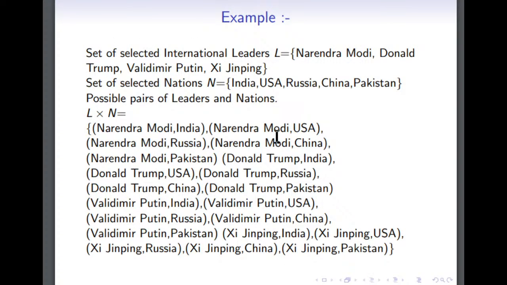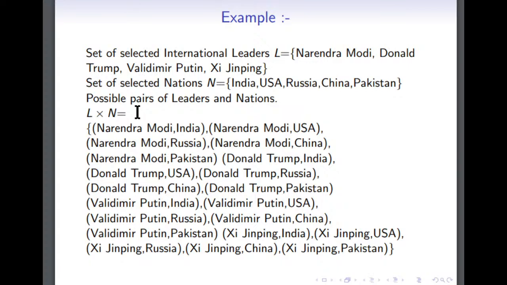Now I'm taking a quite interesting example. Just please check it. I take a set of selected international leaders. I selected some international leaders and represent this set by L. The first leader is Narendra Modi, then Donald Trump, Vladimir Putin, and Xi Jinping. You know all these. Then I take another set of selected nations. I selected India, USA, Russia, China, and Pakistan. Now, possible pairs of leaders and nations. I want to check all possible pairs. What will you do? We will calculate the Cartesian product.